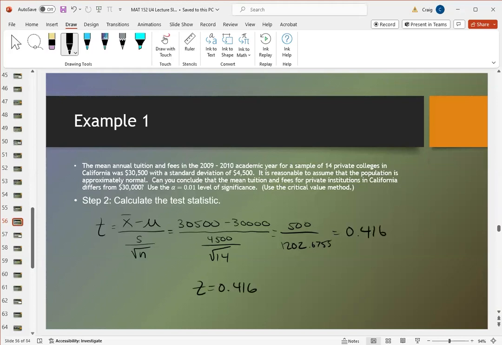0.416. Now, the letter's different in z and t, but the way you think of a t-value is very similar to the way you think of a z-value. A really large z-value tends to mean that your sample or your score is very different.